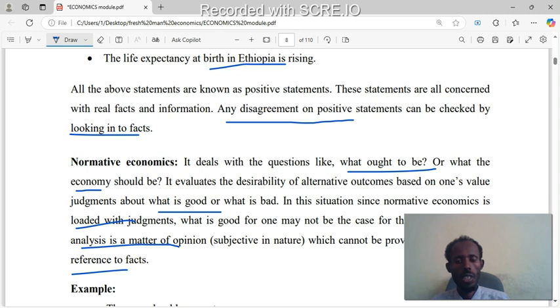It evaluates the desirability of alternative outcomes based on one's value judgment, what is good or what is bad.